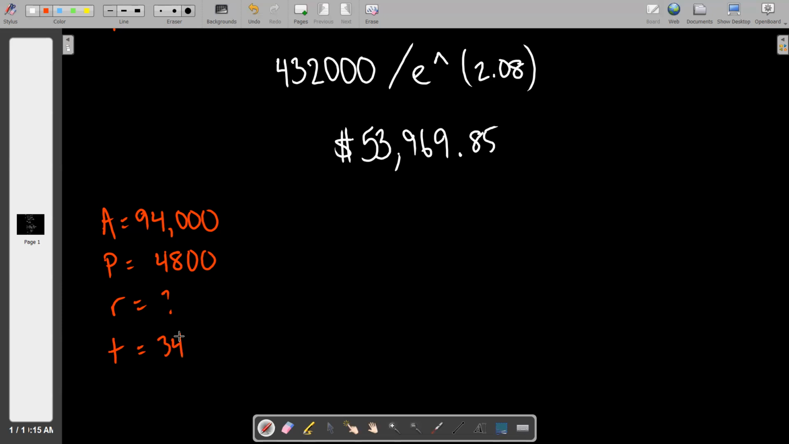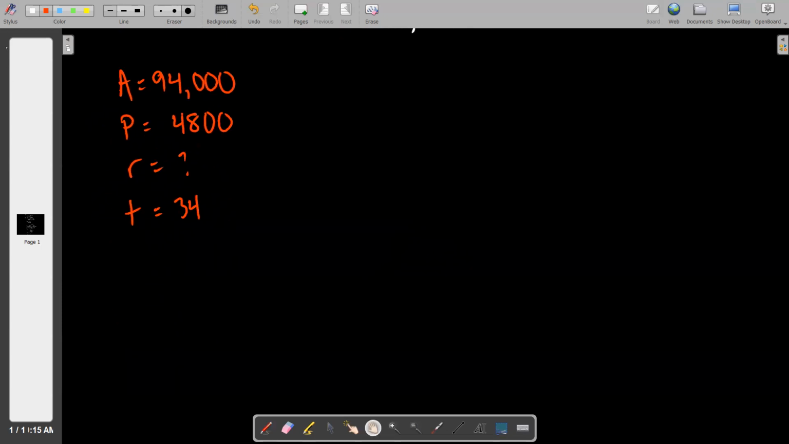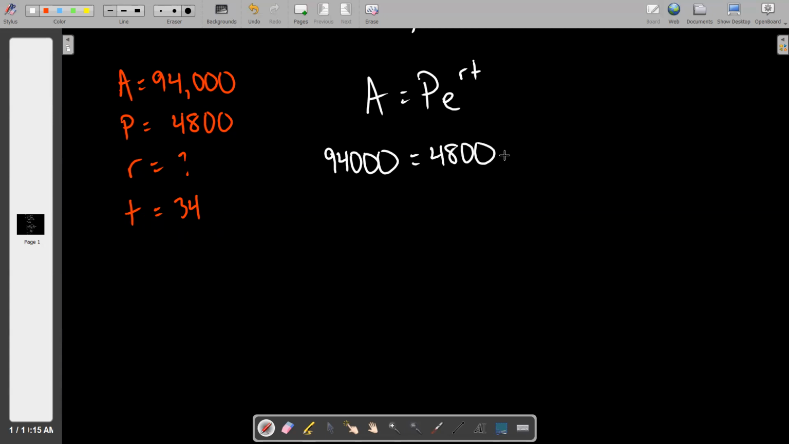Good, good. All right, what's step one? Write that formula, write that equation, you bet. So we're going to start by writing out the equation. A equals PERT, and remember it's P times E, and then both the R and the T are up in the exponent multiplied by each other. In place of A, we're going to put 94 grand. In place of P, we're going to put 4,800. In place of E, we're going to put E. And what's my exponent going to say this time? 34R, very good.